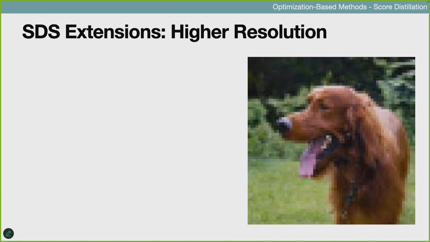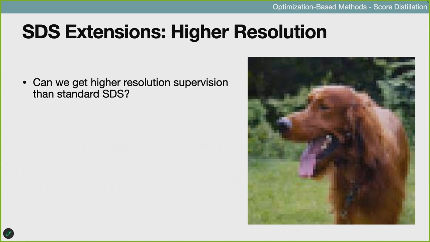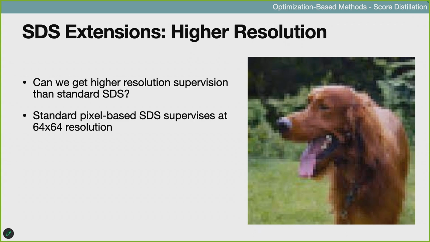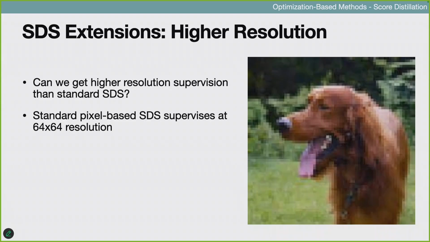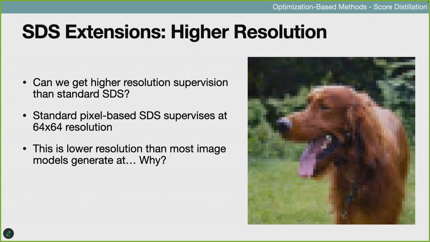So can we extend this at all? One thing we might be interested in is how we can get SDS loss at higher resolutions. Standard SDS, or rather the original paper, supervised at 64 by 64 pixels. It was great at the time, but it's also not super helpful if you're trying to get super crisp 3D textures or styles or whatever. And this is actually lower resolution than a lot of the image generation models we're used to, so why is this? What is the disconnect here?